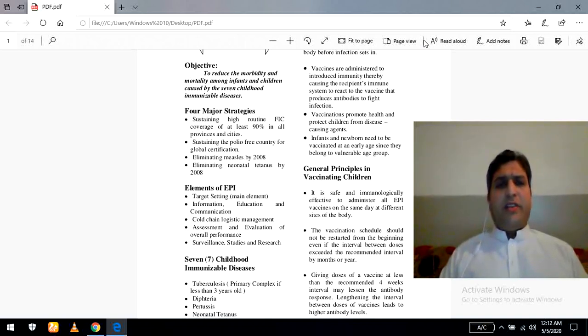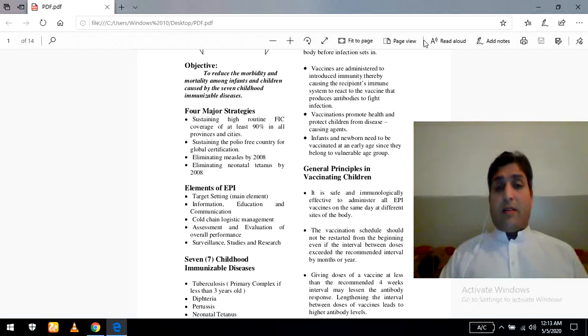The next strategy is very important, especially to eliminate measles. We should eliminate it by 2008. This was the main strategy. Anyhow, certain cases are still there. And the next one, neonatal tetanus. This was also one of the strategies up to 2008. This was one of the important strategies. Anyhow, some diseases are still there.